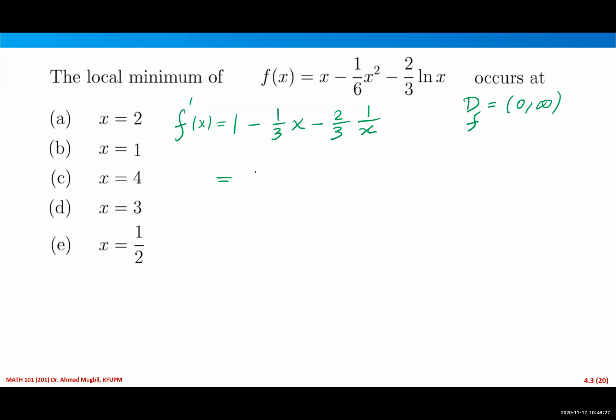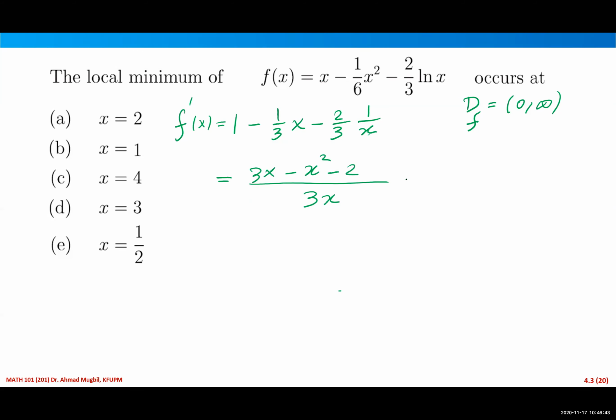So let's write it as what? The LCD is 3x. Am I right? Here you need to multiply by 3x. Minus, here you need to multiply by x. So it will be what? x squared. Minus, here you have everything. This is the derivative, guys.